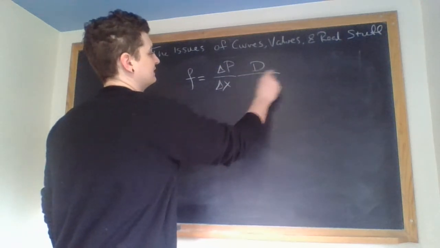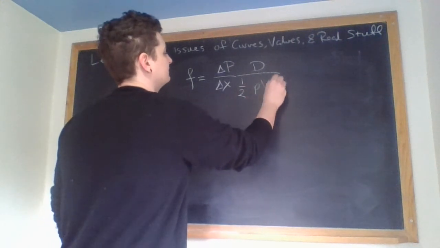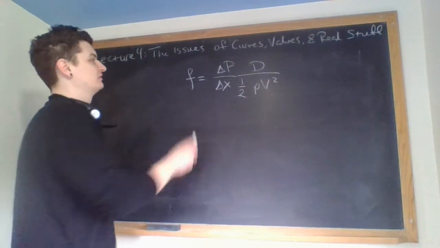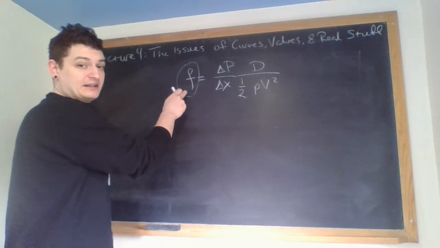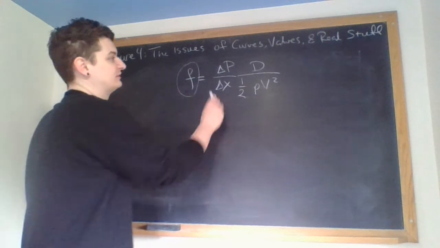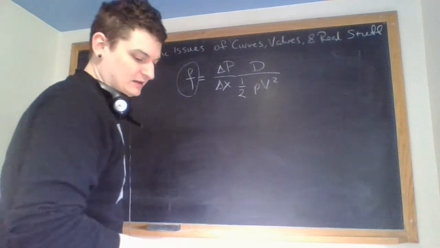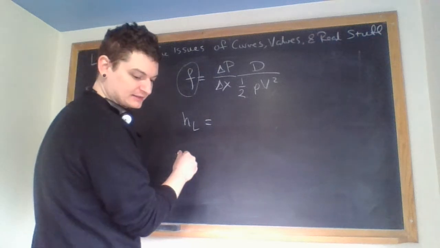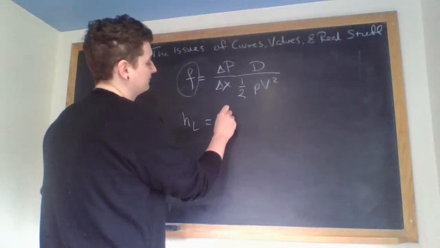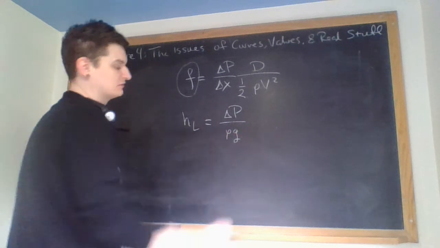Remember, this is true for laminar or turbulent flows, because this quantity actually takes in the effects of laminar and turbulent flows. But this expression is always the same. Okay, part 2, we said that our major head losses were equal to a change in pressure over rho g.